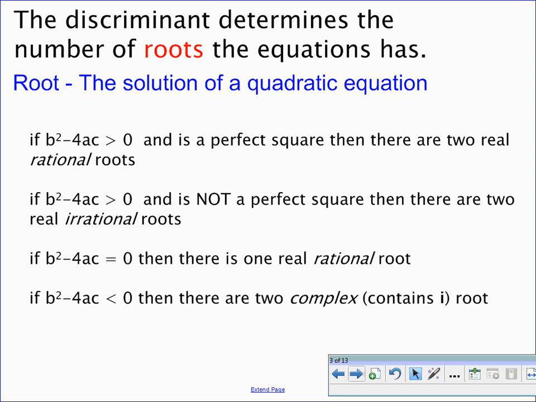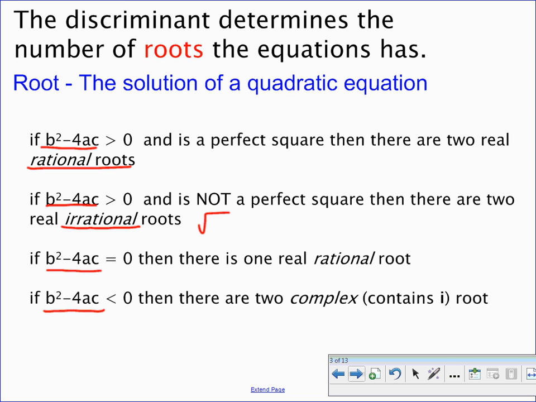What determines what type of answer we get is the discriminant of the quadratic formula, the part that's under the radical, b squared minus 4ac. And one of four things happens. If b squared minus 4ac is greater than 0 and is a perfect square, then there will be two rational roots, two numbers that could be expressed as fractions. If b squared minus 4ac is greater than 0 and is not a perfect square, then there will be two irrational roots. The answer will have a radical in it.